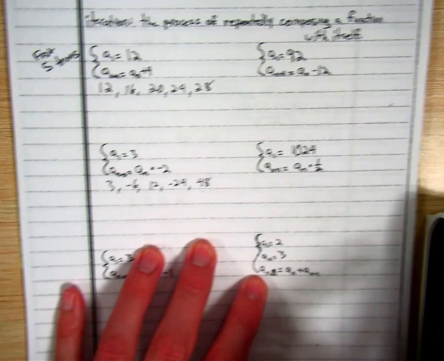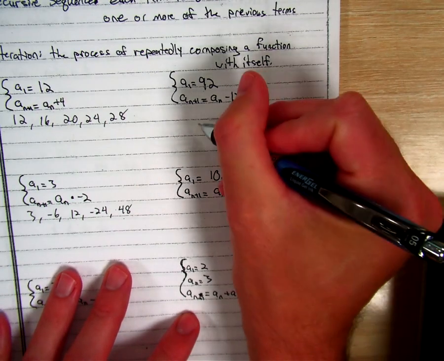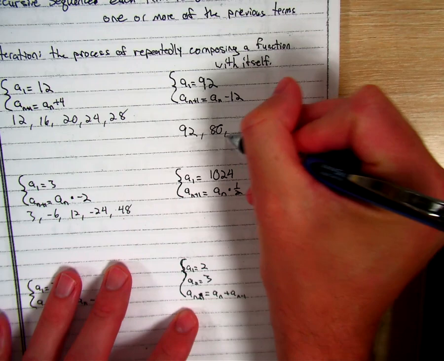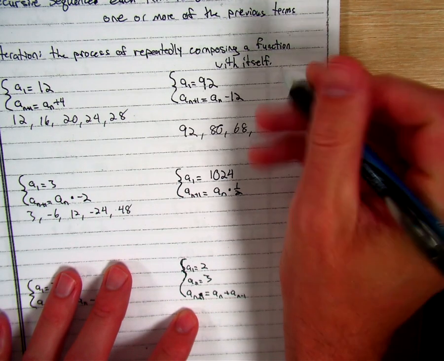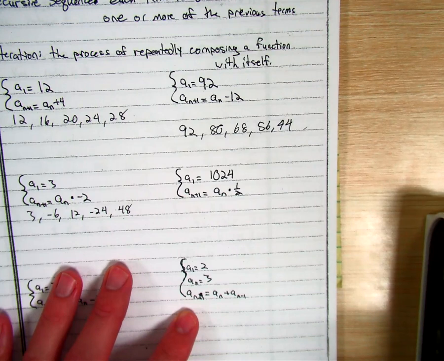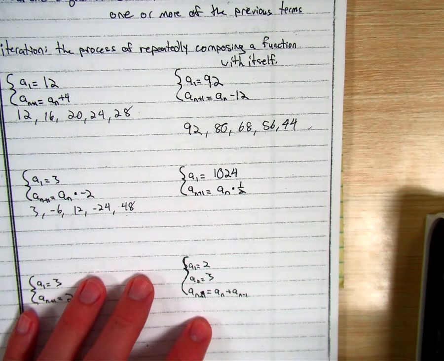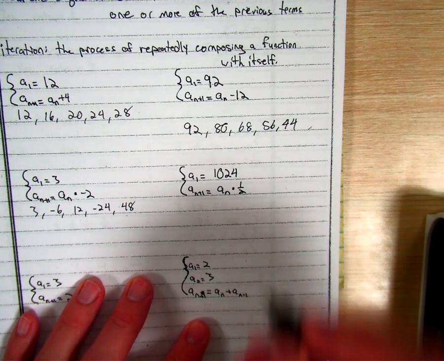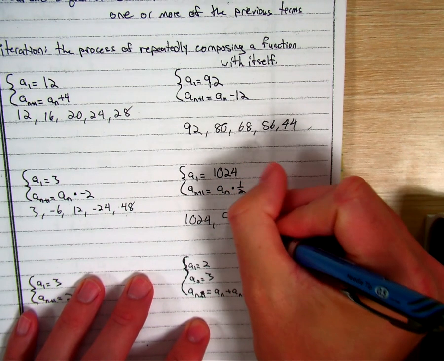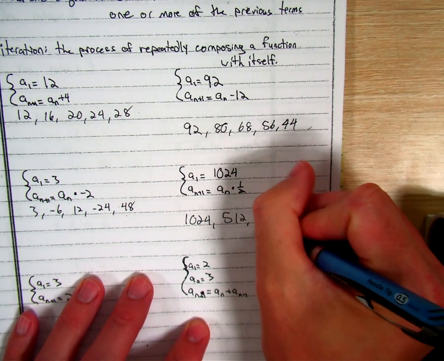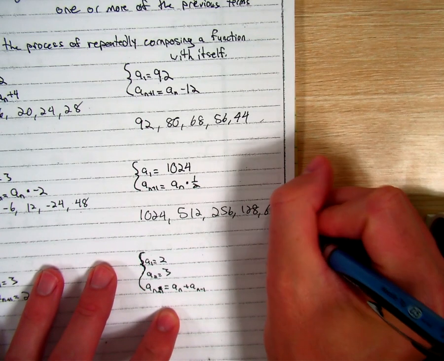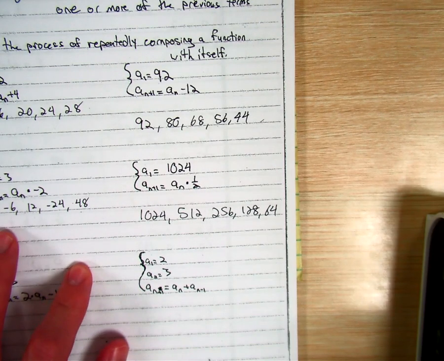Let's check in and see how you did. Starting with 92, minus 12 would be 80, and then 68, 56, and 44. Multiplying by a half, we have 1,024 for the first one, 512, 256, 128, and 64.